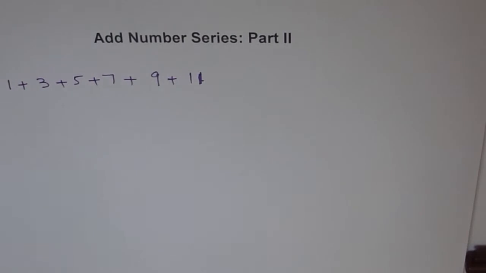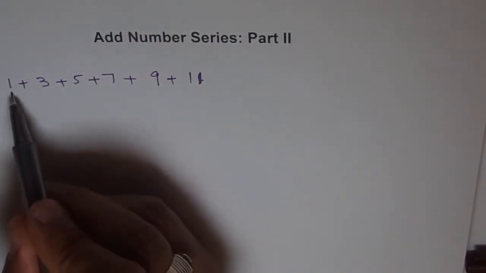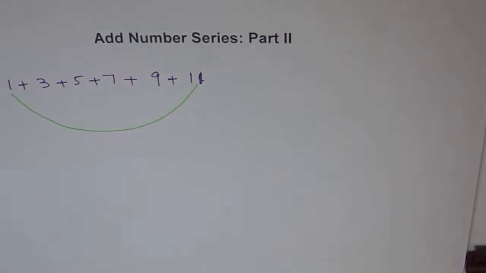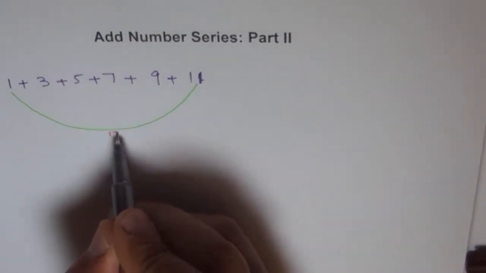Now how to add this? We will use our old strategy. What was the old strategy? Old strategy is to add first and last number. So let's add first and last number, right? We'll make a kind of a tumbler like this. Okay, 1 plus 11 is how much? 1 plus 11 is 12.